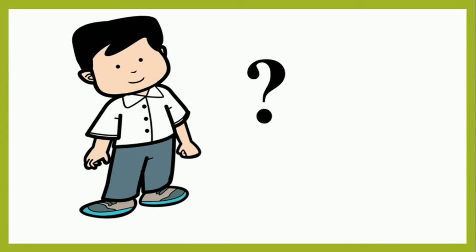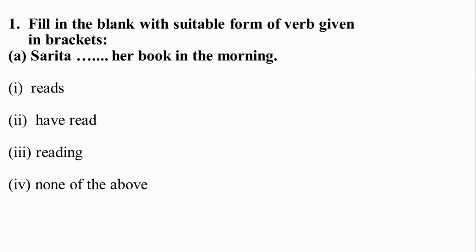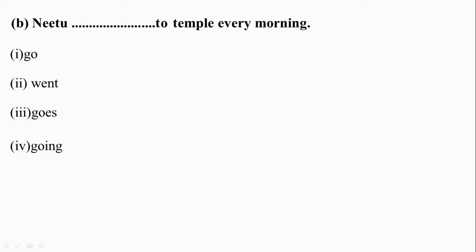Now students, let us see what we have learned from this content. So let's try to identify the correct answer. A part is Sarita dash her book in the morning. Options are reads, have read, reading, or none of the above. The correct option is reads. Next is Neetu dash to temple every morning. Options are go, went, goes, or going. The correct option is goes.